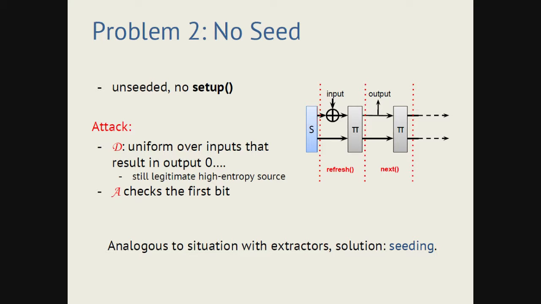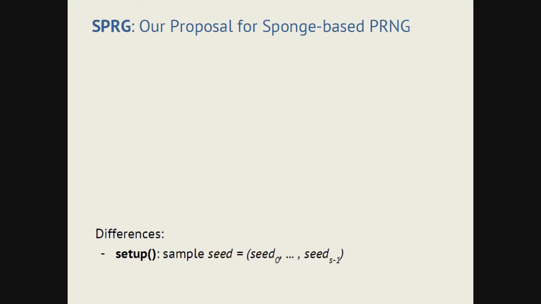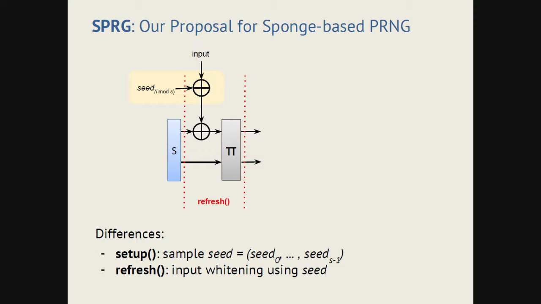So knowing this, I can show you our proposed construction, which is called SPRG. And I can also highlight the differences where we differ from the previous construction that I showed you before. So the first difference is obviously that we do introduce this setup procedure that samples a random seed that consists of S subseeds, where each of them is an R-bit long random bit string. And then in the refresh procedure, we use the seed to whiten the inputs before they are being absorbed into the permutation, as you can see here. And we cycle through all the seeds as we are going further through the inputs.